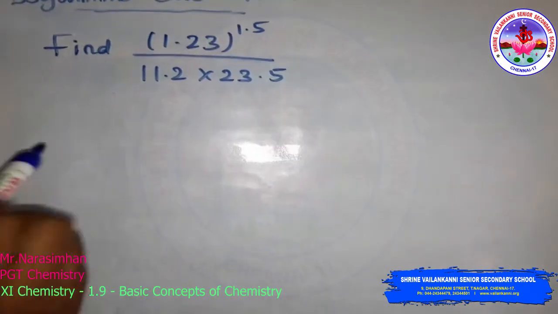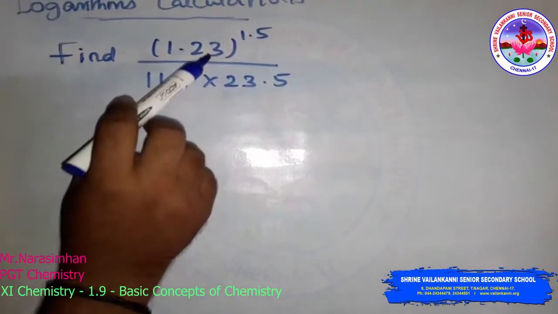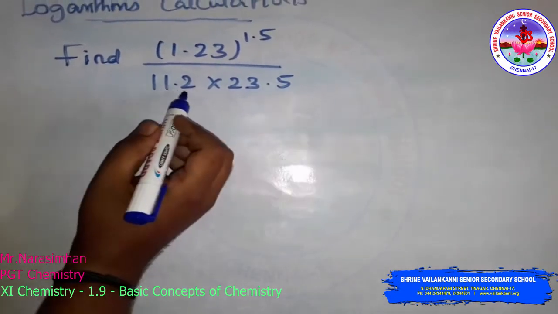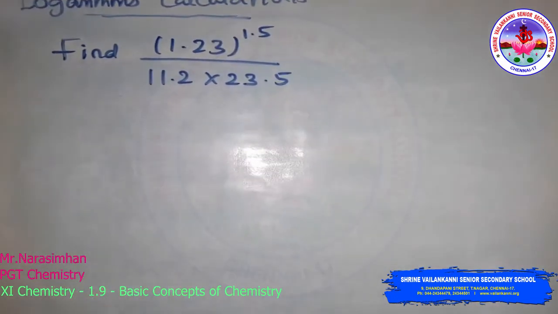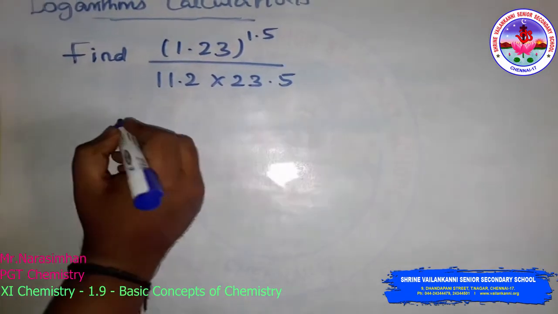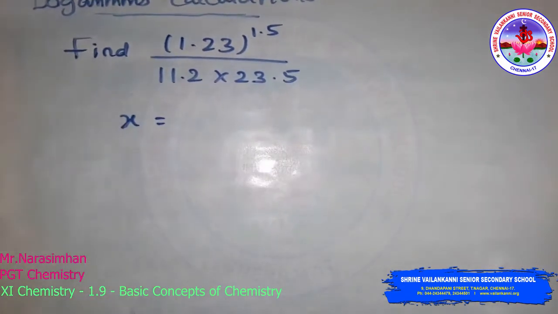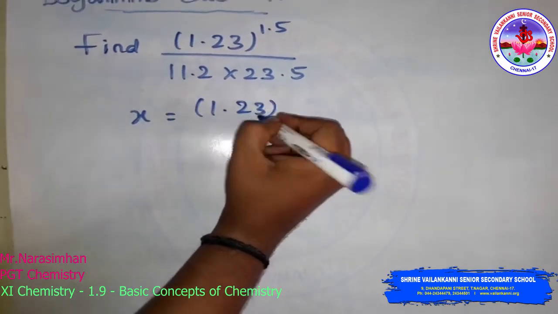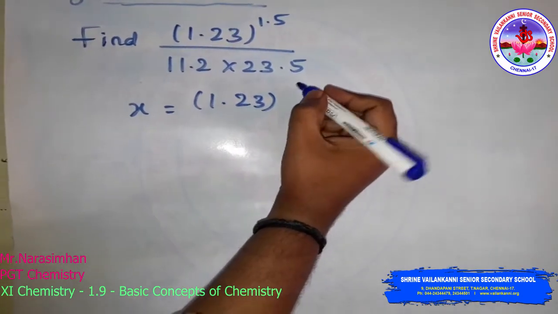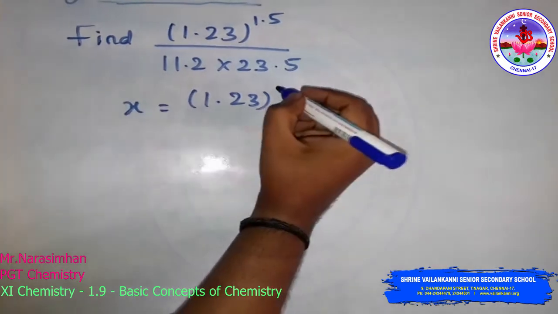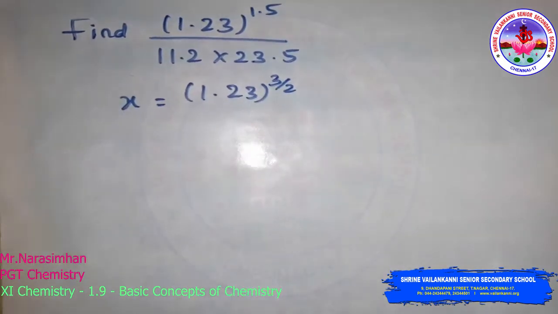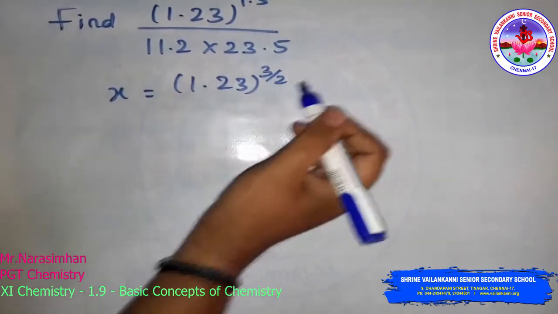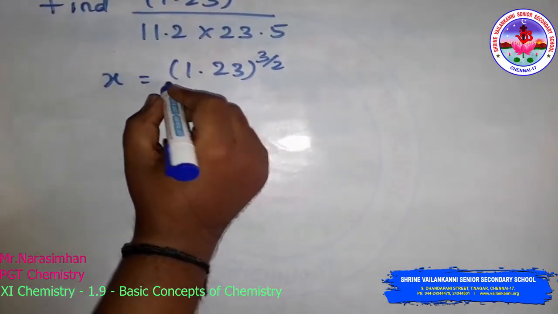Use of logarithms, find 1.23 power 1.5 divided by 11.2 into 23.5. How to find? x is equal to 1.23 power 1.5. You can write 1.5 as 3 by 2, since 3 divided by 2 is 1.5. That is why I am writing it like this.